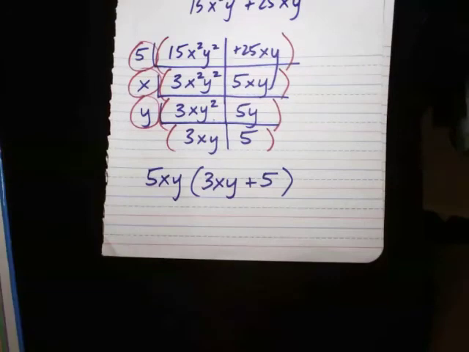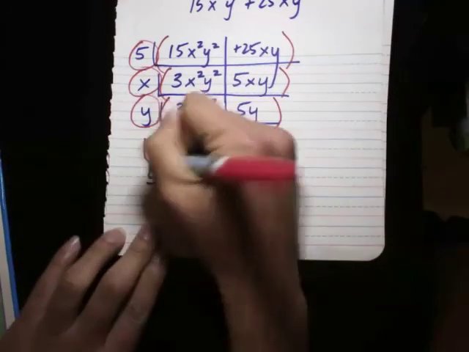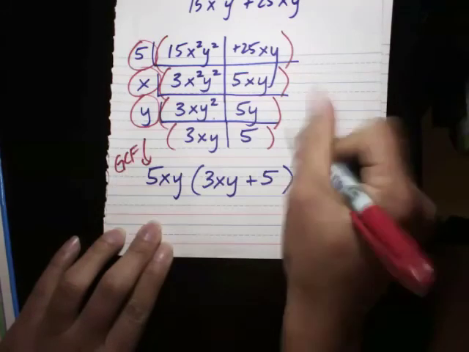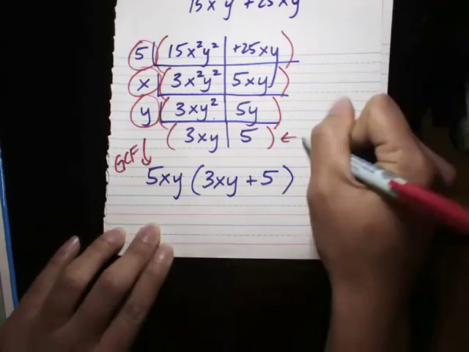So let's take a look at what that would look like. I have 5xy, our GCF. Okay, so I write that's our GCF. And you have what's left over, your remainder, so to speak.